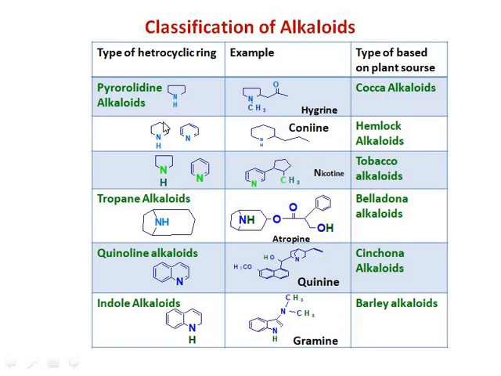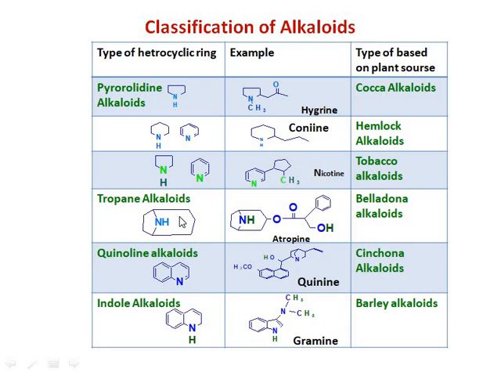Another is where a piperidine or pyridine ring is present. The name is piperidine alkaloids. For example, coniine, which is obtained from hemlock. Another is where pyrrolidine and pyridine rings are present. The name is pyrrolidine-pyridine alkaloids. For example, nicotine, which is obtained from tobacco plants. So the name is tobacco alkaloids.